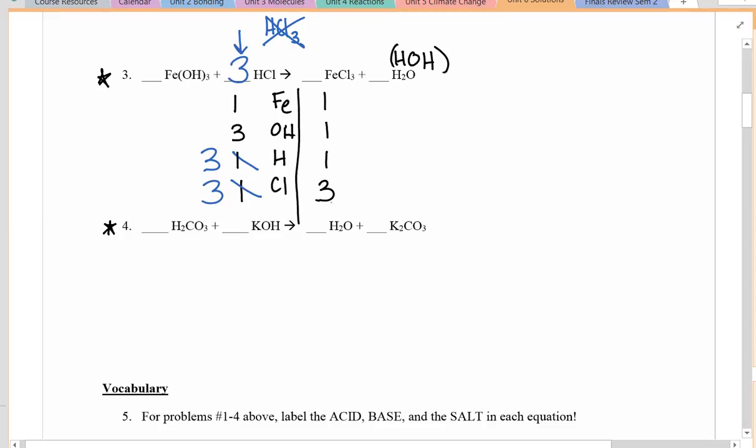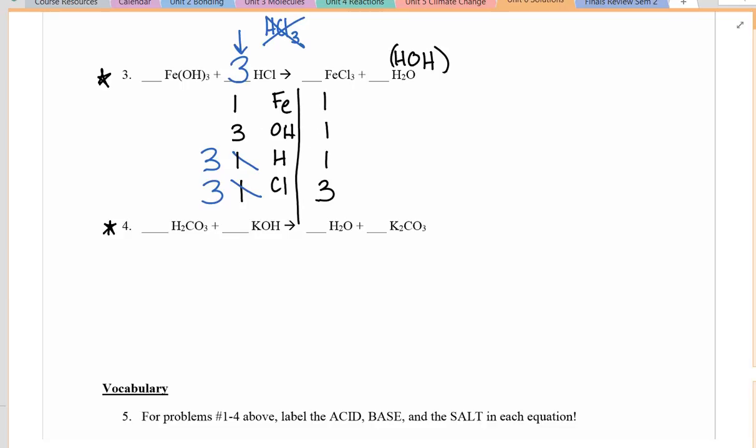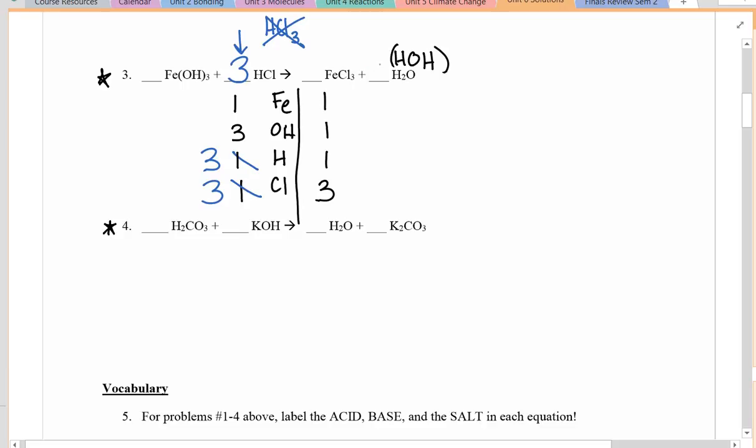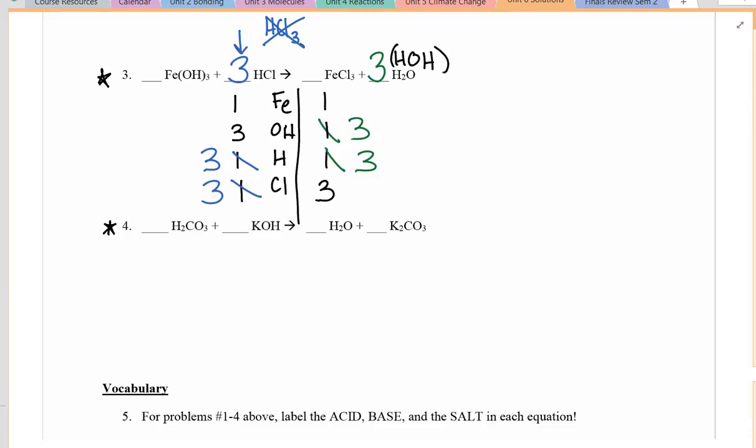All right, so that balances my chlorines, but now my OHs and my H's are not balanced. So let's go try and balance those. Now I'm thinking of water as being made of HOH. So to get 3 OHs, I need to put a 3 out in front. So that gives me 3 OHs. It also gives me 3 H's. Yay, I am balanced. All right, let's try problem number 4.